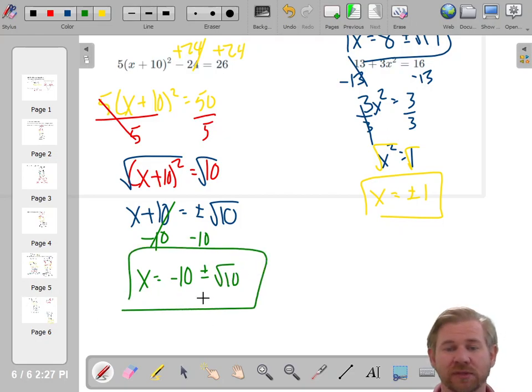Okay. Now those are not like terms. If they don't have the same thing under the radical, you can't combine them. So that is the best you can do. Negative 10 plus or minus radical 10.